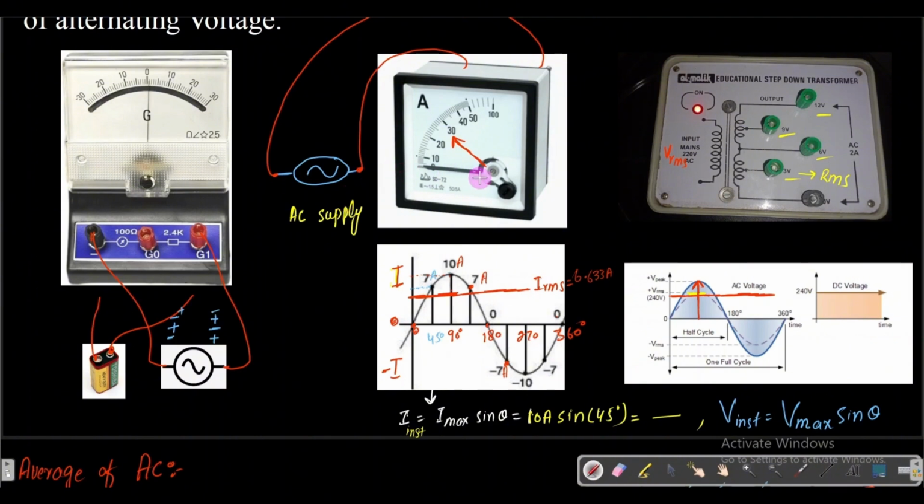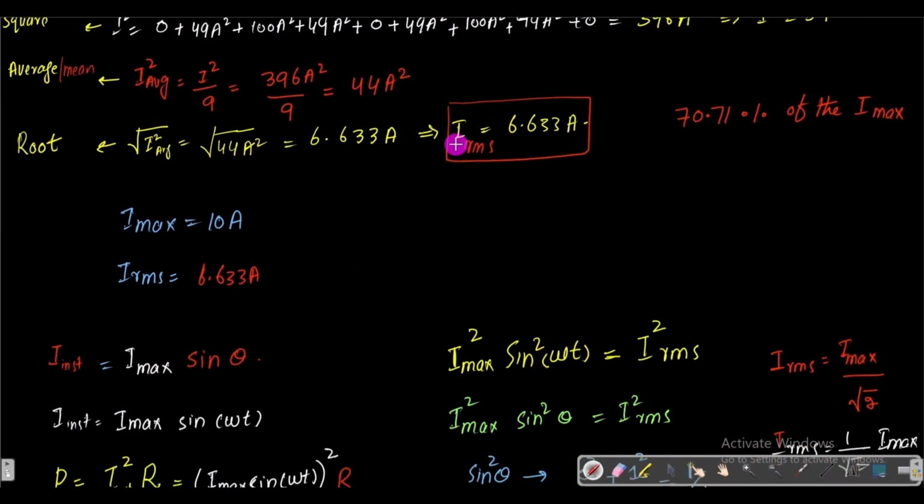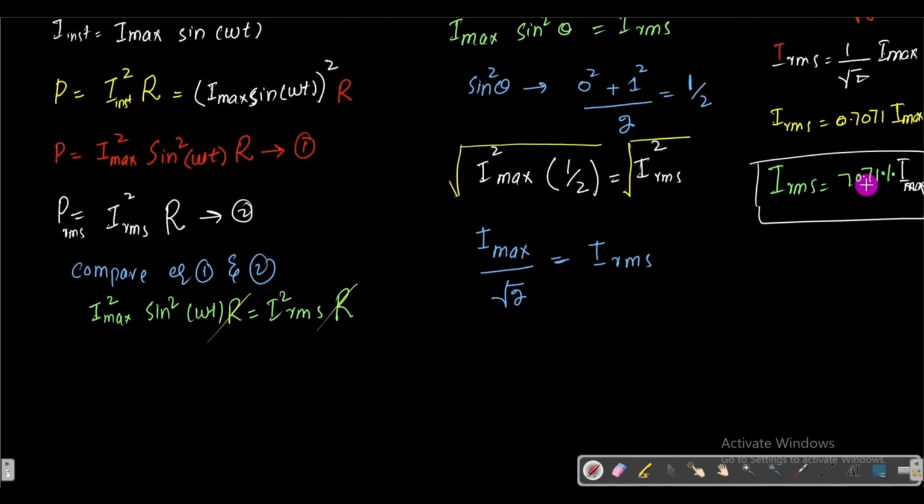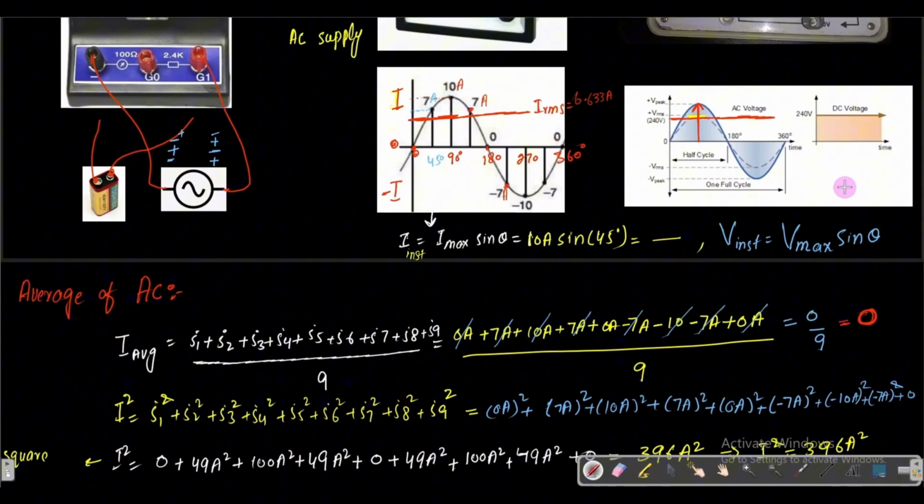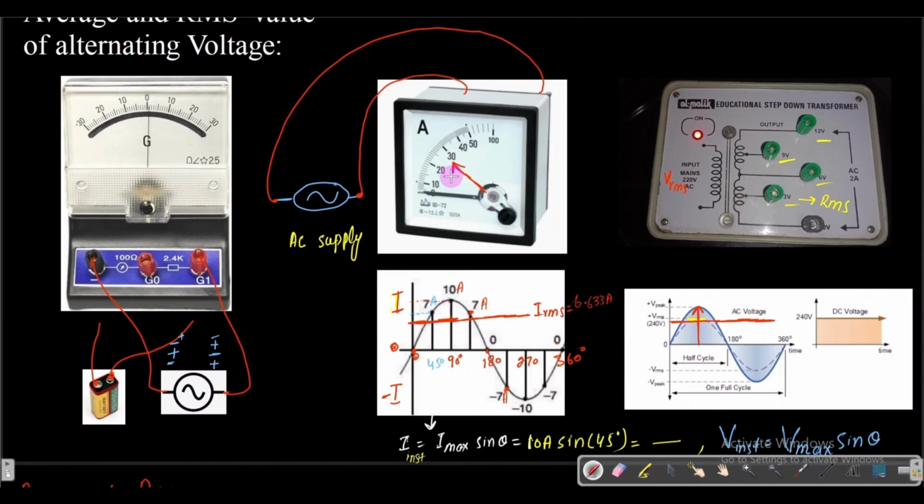So for that we apply mathematics, and from that mathematics we conclude that we will have to take the 70.71 percent of the maximum value. That will be shown on the AC ammeter. So it shows the deflection, and that deflection will be 70.71% of the maximum value.